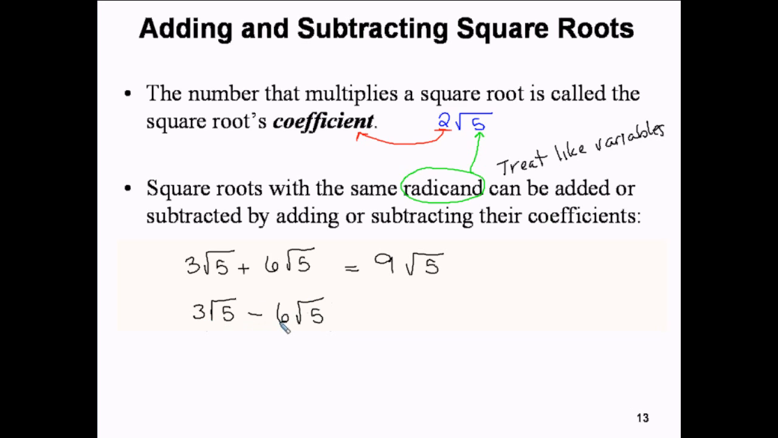I do 3 minus 6. So negative 3 square root of 5. So they'll follow all the same rules as our integers did for adding and subtracting positives and negatives. It's just that the square root part has to match and it doesn't change. Unlike with multiplication, where when we multiply the square roots together, it did change, but when we're adding and subtracting them, they stay the same. So far, okay?